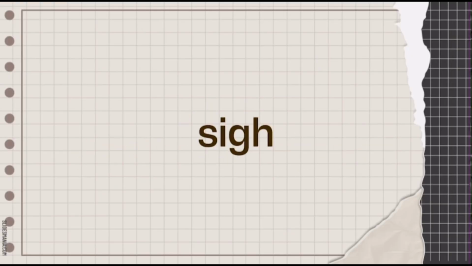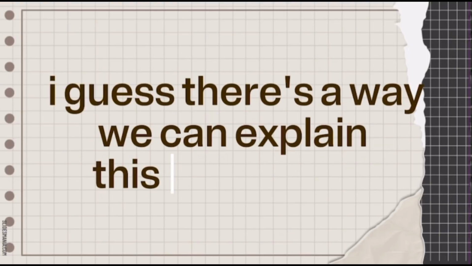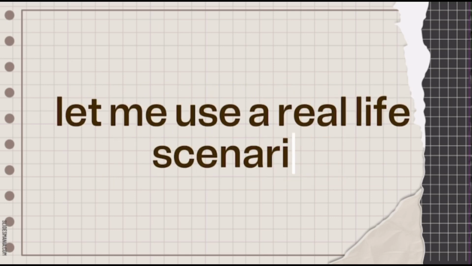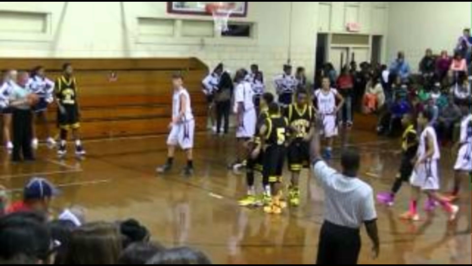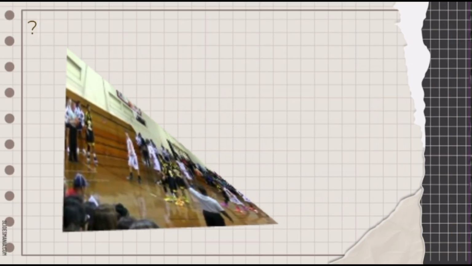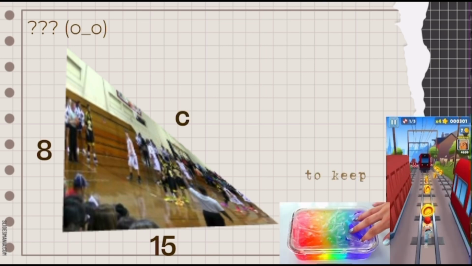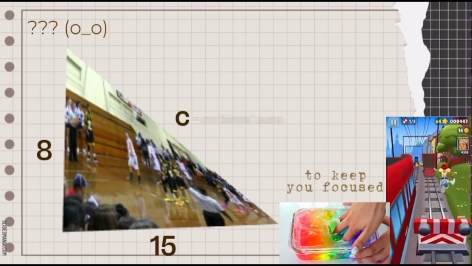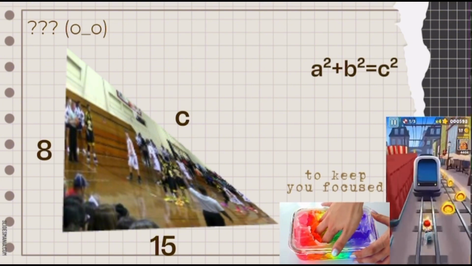Still don't understand? I guess there's a way we can explain this differently. Let me use a real-life scenario, something you might be familiar with. Let's take it back to the pep rally. In this situation, our triangle will be the gym. Pretend it's a triangle. We are going to find out how much aura Mr. Binns earned during his dance battle. Let's say the kid in the blue hoodie gained 8 aura during his performance. He will be A. Matthew gained 15 aura, and he will be B. With these two, we will be able to find the hypotenuse, aka how much aura Mr. Binns gained.